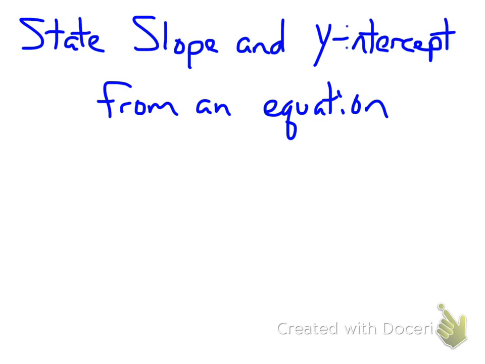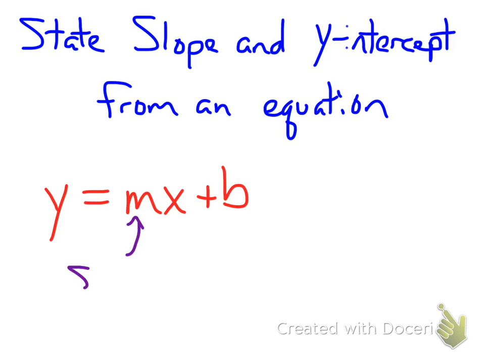In this video, we're going to take a look at how to find the slope and the y-intercept from an equation. The equation we're going to look at is our slope-intercept form, which is y equals mx plus b. In this equation, the m is our slope. Notice the m is multiplying the x. Our b represents the y-intercept. Notice that the b value is being added to the x.